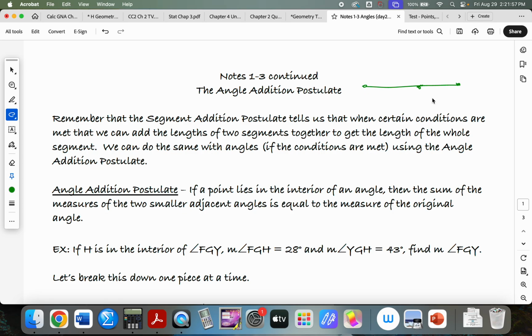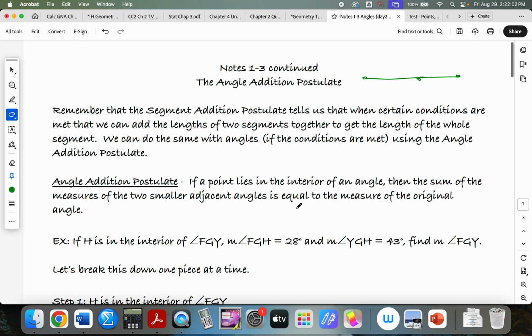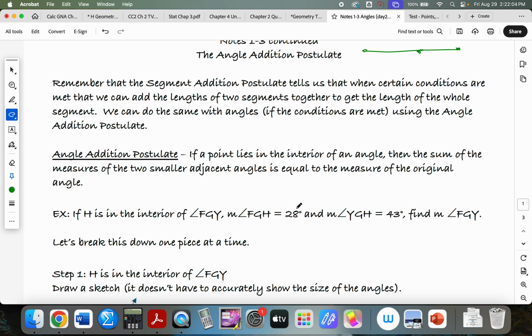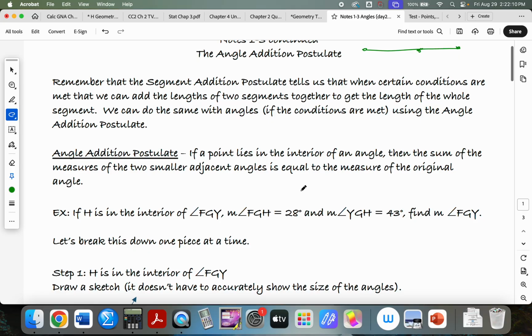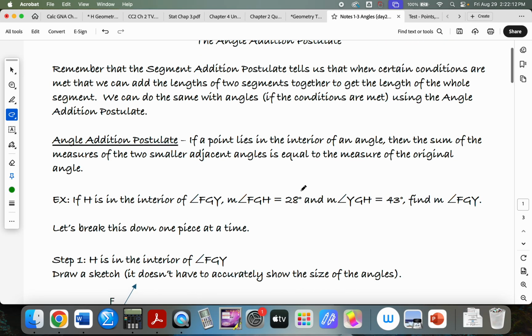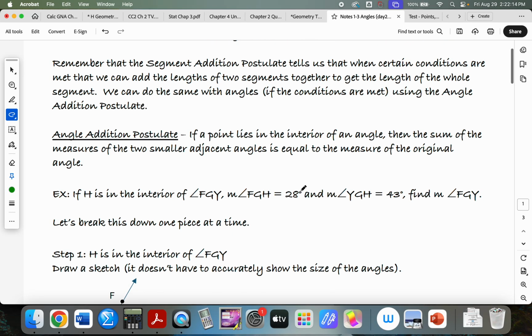Just like that, there is an angle addition postulate. It says if a point lies in the interior of an angle, then the sum of the measures of the two smaller adjacent angles, remember adjacent means right next to each other, is equal to the measure of the original angle.